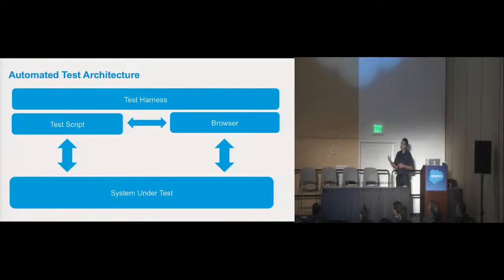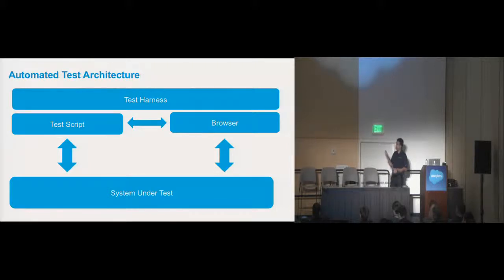The test harness will interact with a test script by executing the test script. The test script actually contains the intelligence of the test and can be written in any language. The test script will interact with the system under test to set up data that may be needed for the test, and then will delete the data afterwards.